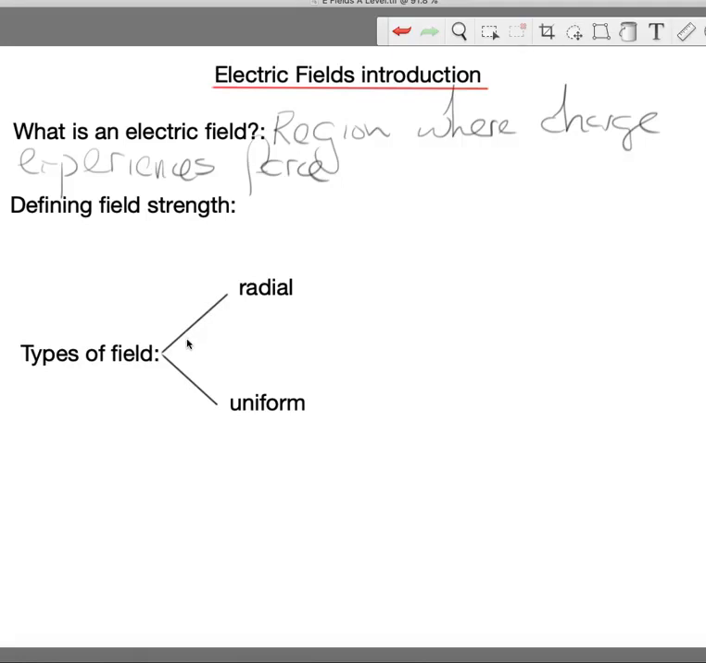And magnetic fields, well, they're a bit different. They are a region where moving charge experiences a force. More of that when we come to that section of the course.